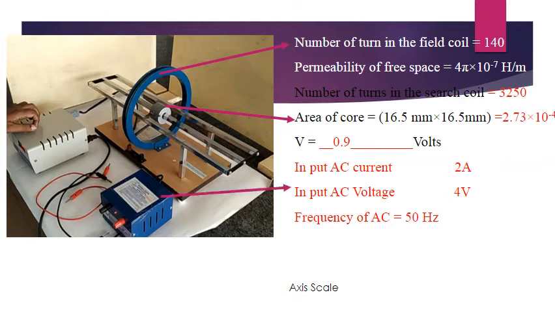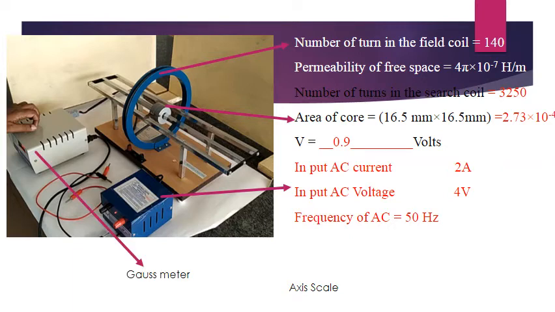Next is the AC source. It provides the input current given to the field coil. The input current is about 2 amperes, the input voltage is 4 volts, and the frequency of the input source is 50 hertz.